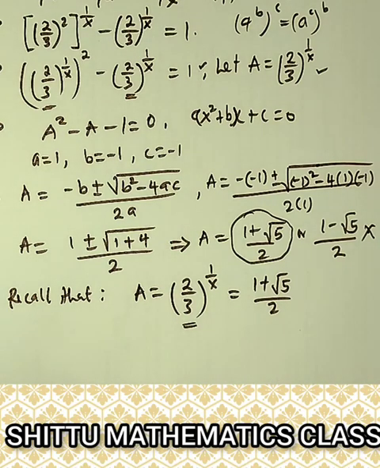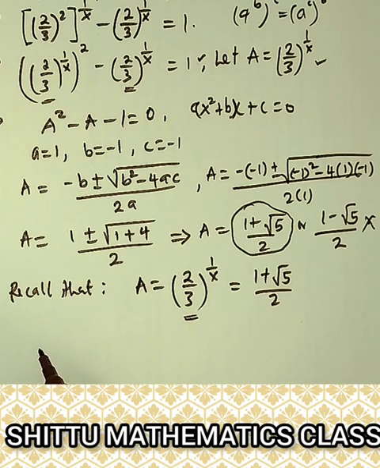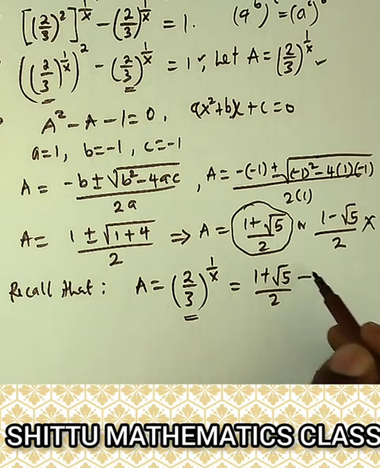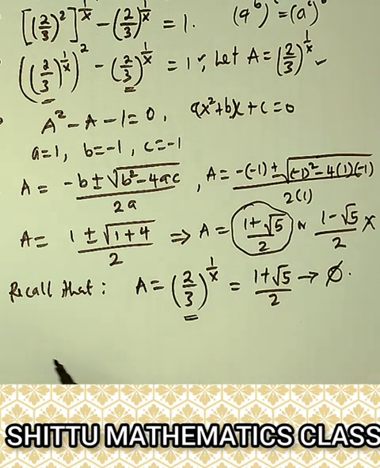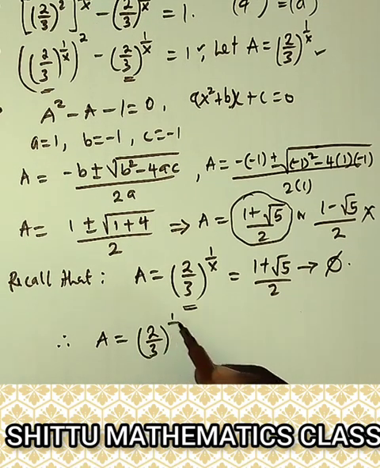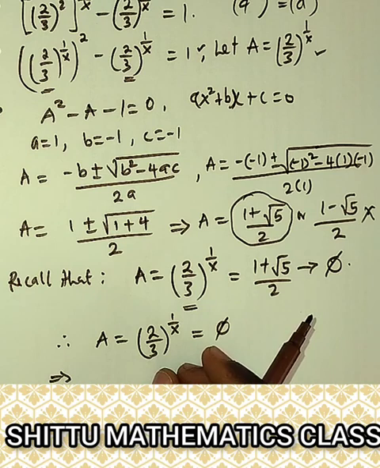So now from here, we are going to introduce a natural log. Or before that, this one here is called the golden ratio, and it is denoted by phi. So we are going to have a equals 2 over 3 to the power 1 over x, equals phi. From there we introduce natural log to both sides.